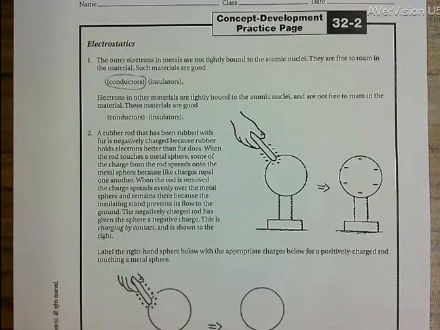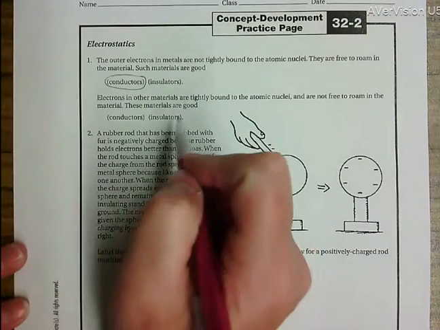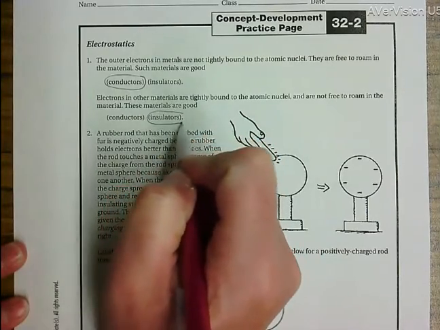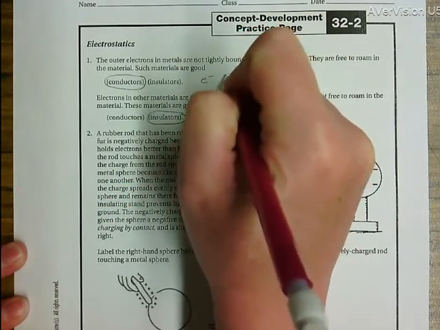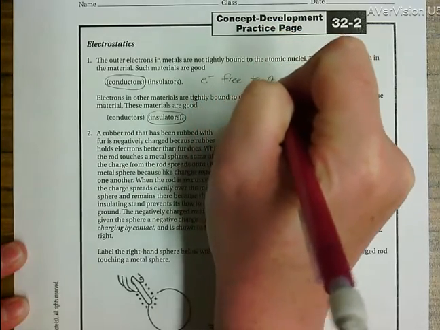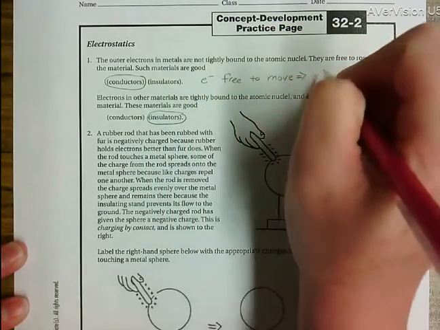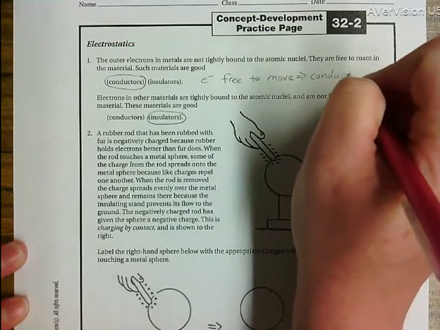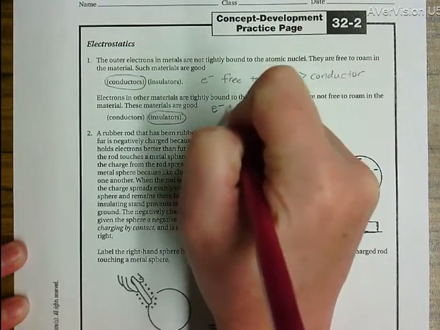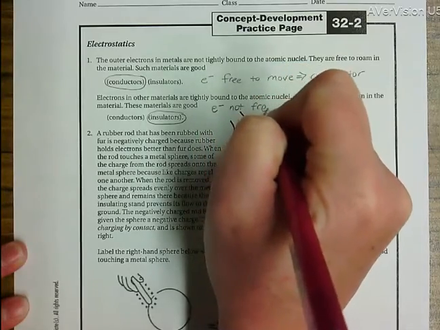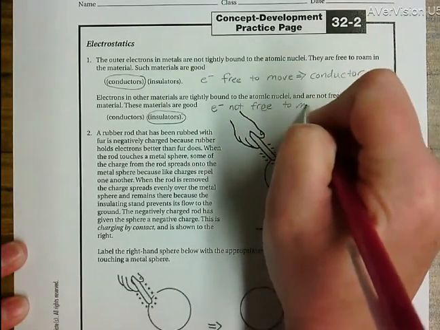They also conduct heat. Electrons in other materials are tightly bound to the atomic nuclei and are not free to roam in the material. These materials are good insulators because those electrons can't move. So if electrons are free to move, we have a conductor. If electrons are not free to move, we have an insulator.